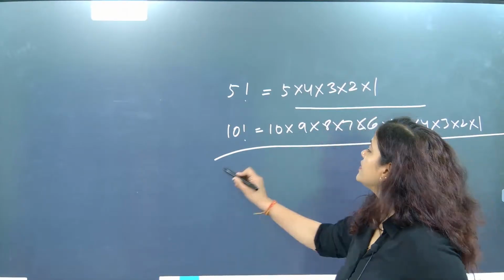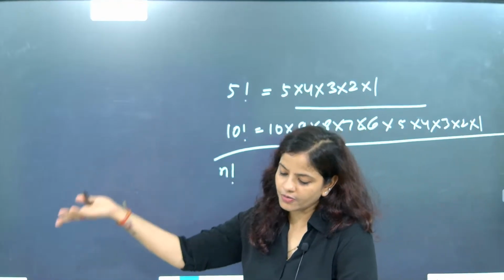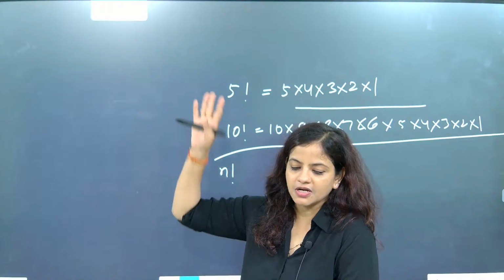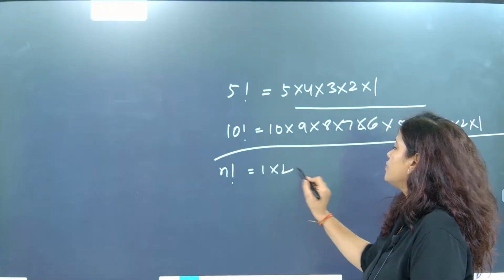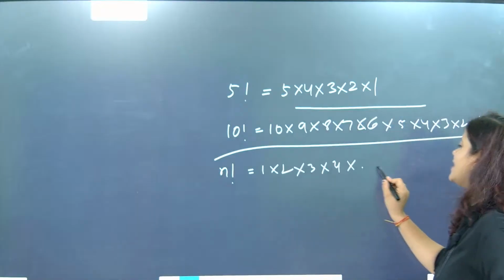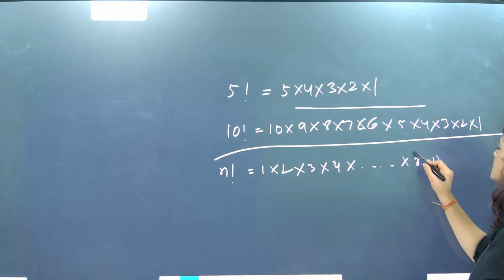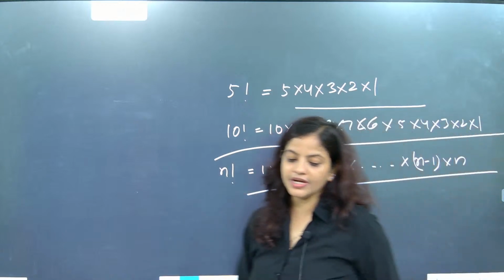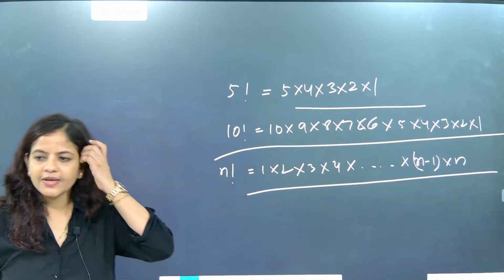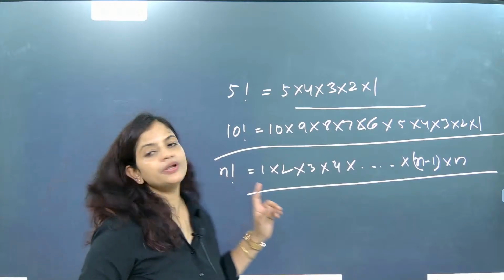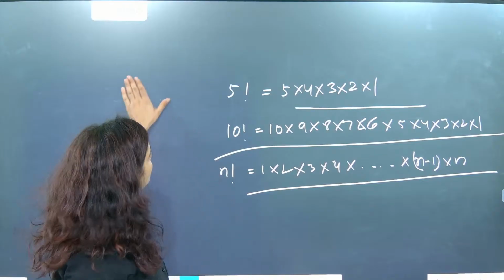Now if somebody gives you n factorial, how are you going to proceed? Either you go from the back side or from the front side. You will write it as 1 into 2 into 3 into 4 into dash dash dash into n minus 1 into n. That means it will open n times. So that is called n factorial. Done? Now we will go to the next part.